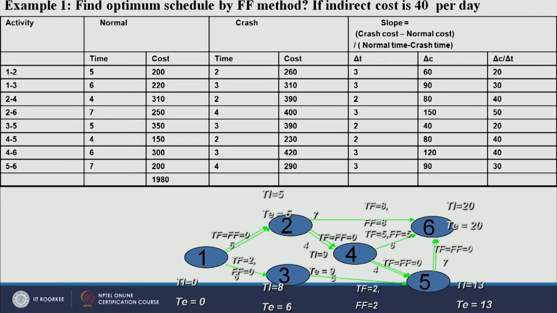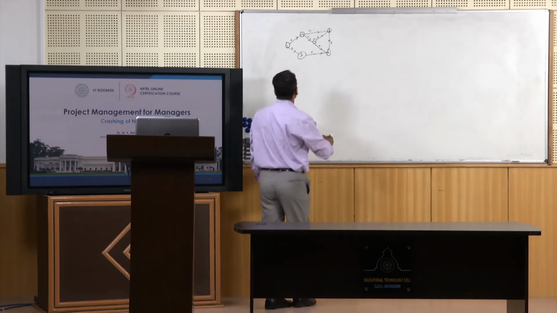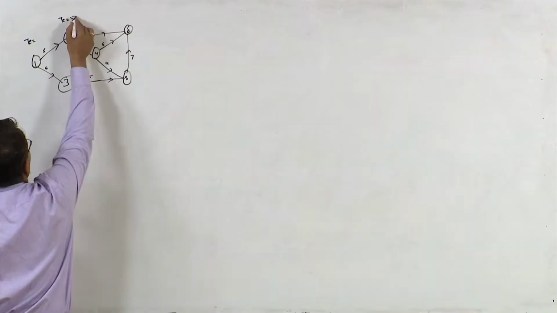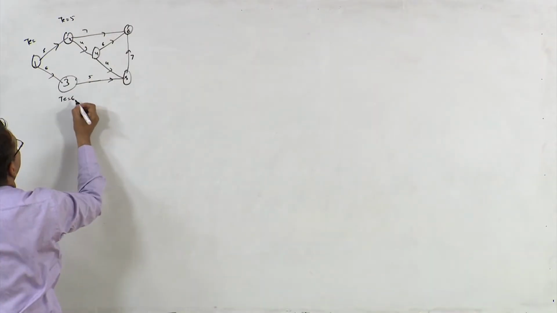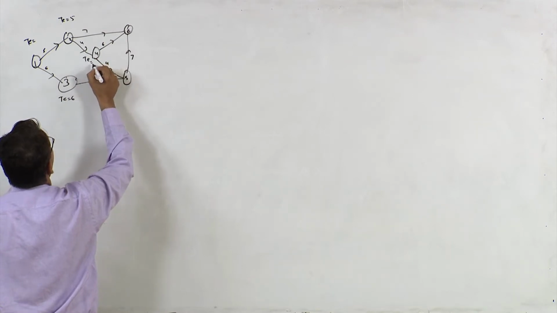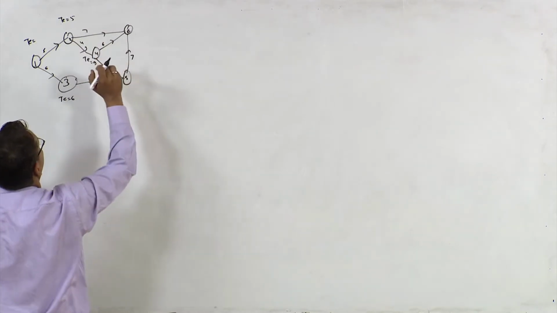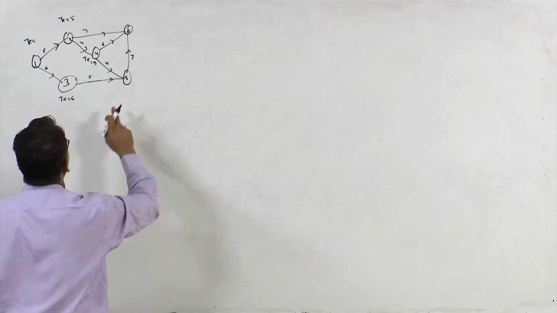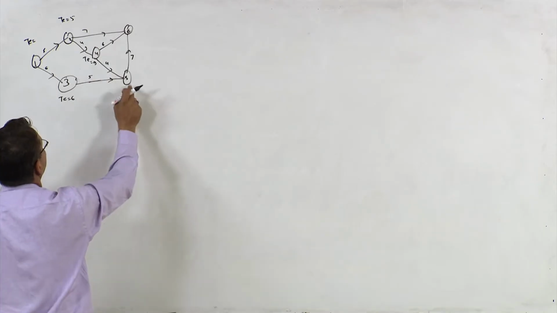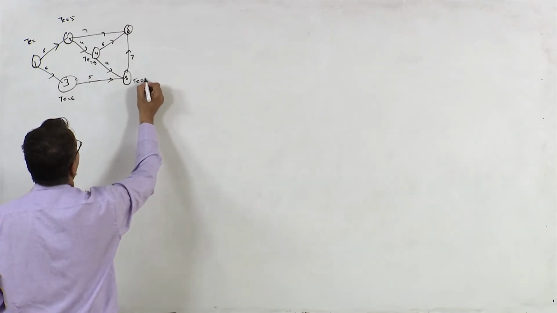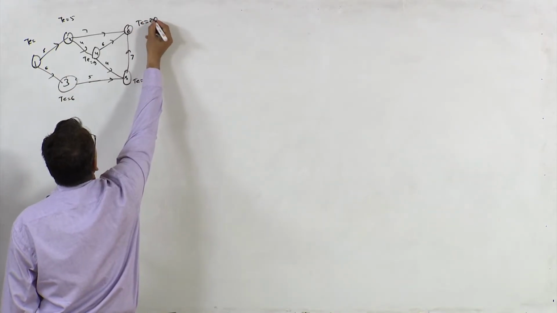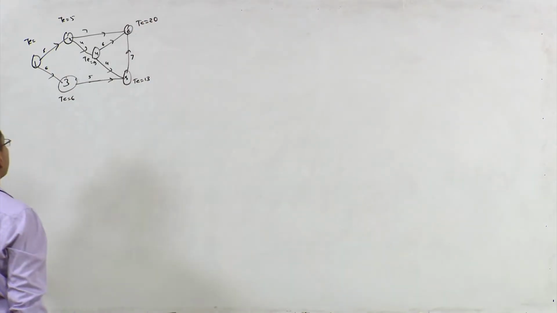So first of all, let us find out the critical path, right? So TE is equal to 0, TE is equal to 5, TE is equal to 6, TE here is 9, right? 5 plus 4 is 9. Then TE here would be 9 plus 4 is 13, 6 plus 5 is 11. So this is 13. Here it would be 20, right? 13 plus 7 is 20, right?